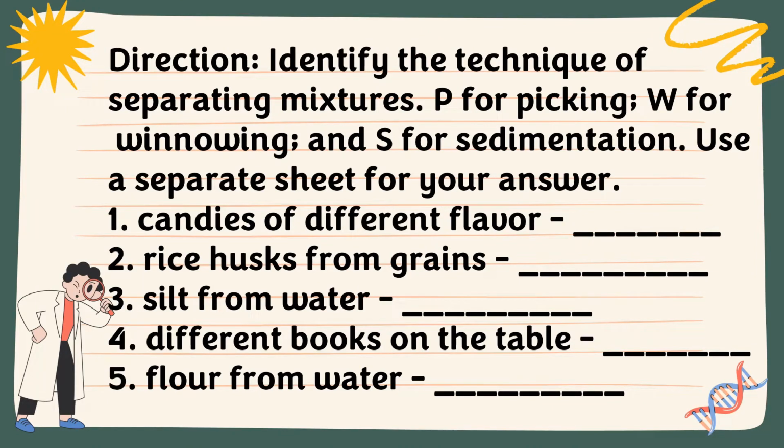Direction. Identify the technique of separating mixture. P for picking, W for winnowing, and S for sedimentation. You're going to use a separate sheet for your answer. Number one, candies of different flavor. Correct answer is letter P, picking. Number two, rice husk from grains. Correct answer is W, winnowing. Number three, silt from water. Correct answer is S, sedimentation.